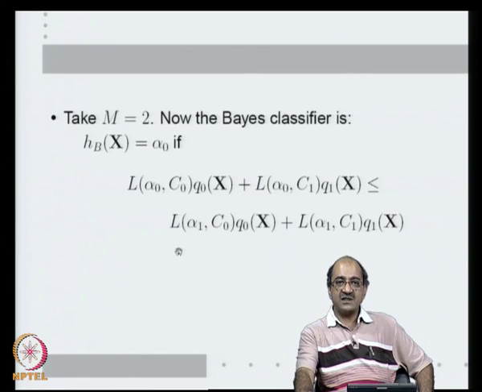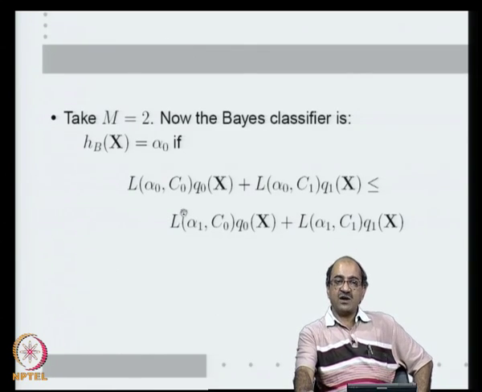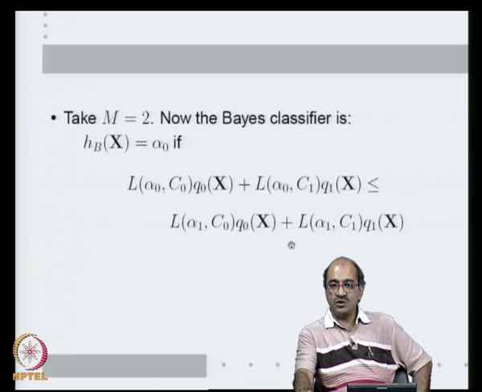So, what does the Bayes classifier now say? h_B(x) will say alpha_0 if L(alpha_0, C0) q_0 plus L(alpha_0, C1) q_1 is less than or equal to L(alpha_1, C0) q_0 plus L(alpha_1, C1) q_1. That is, assigning alpha_0 to x incurs less risk than assigning alpha_1 to x.